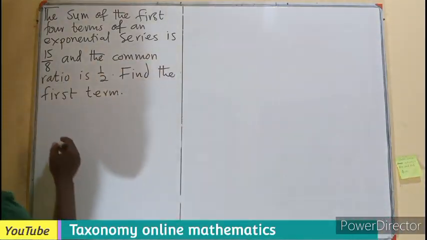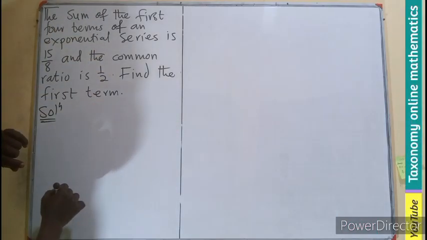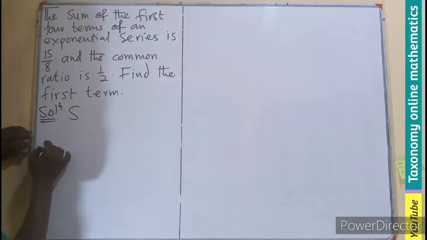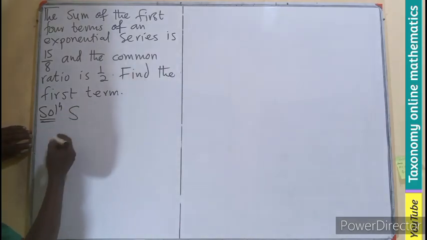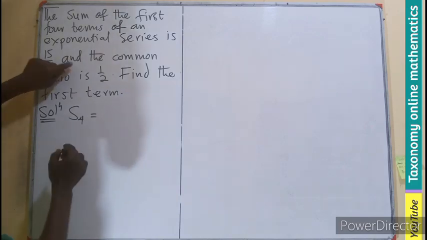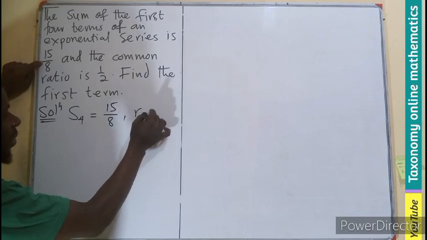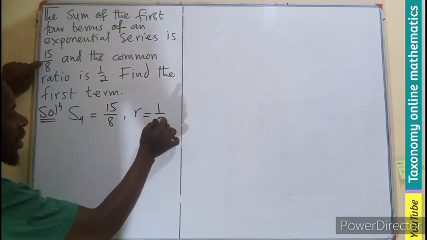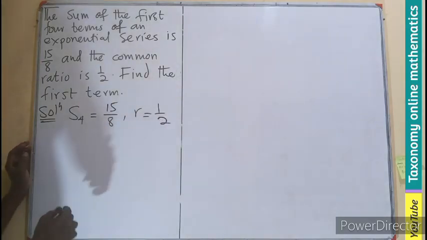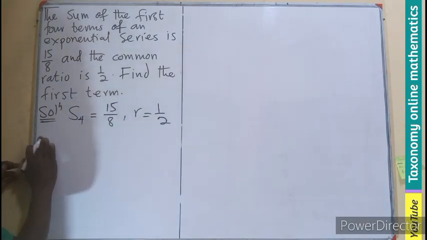So let's do a recall. First of all, let's bring out the data. We know S, the sum of the first four terms, is given as 15 on 8. R, which is the common ratio, is given as half. Per recall, we know the sum of the first n terms. Let me just write it.